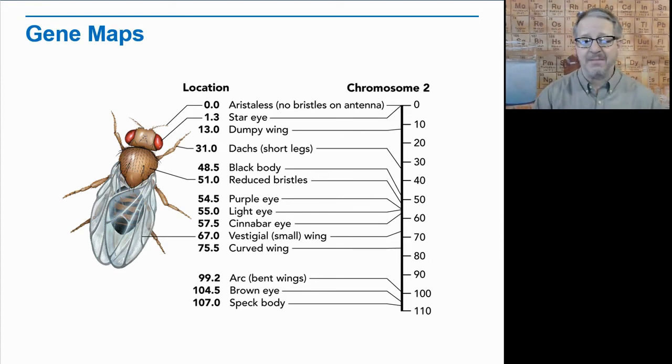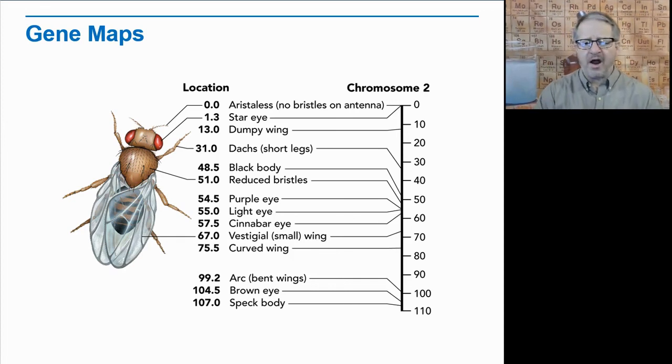And using this logic, he was able to create a diagram like the one you see here, and it is called a gene map. It shows the location of a variety of genes on a chromosome. In this case, it's chromosome 2 from the fruit fly. The genes are named after the problems that abnormal alleles cause, not after the normal structures.